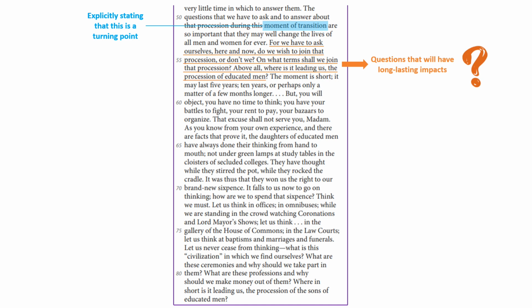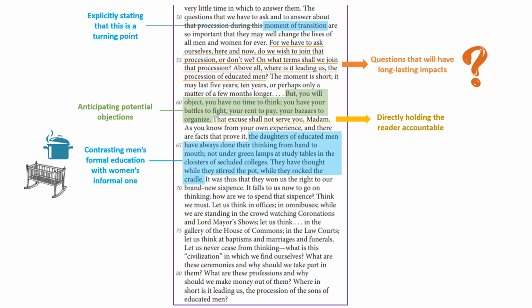Soon after, the author anticipates potential objections from women who might say they're too busy to think about this topic. When the author writes, "That excuse shall not serve you, madam," she is directly holding the reader accountable. In the next sentence, Woolf contrasts men's formal education with women's informal one, noting that women think while they're cooking and taking care of children. These images are meant to underscore women's tenacity. Even though they have all of these responsibilities at home, they're still determined to fight for their rights.